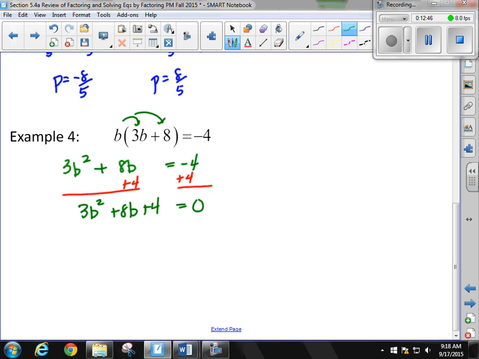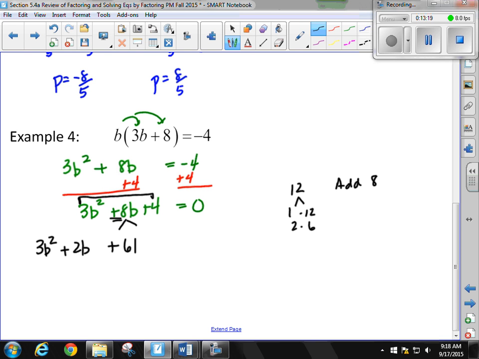Now I can factor. This is a trinomial with leading coefficient not equal to 1, so we always start by multiplying a and c. a times c is 12. Factors of 12 that add up to 8, right? That's what we're looking for. We want them to add up to that middle coefficient. 1 times 12, 2 times 6, that's my combination. So I split my middle term. 3b squared plus 2b plus 6b plus 4 equals 0.